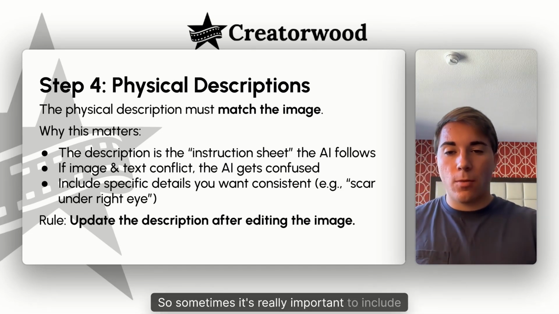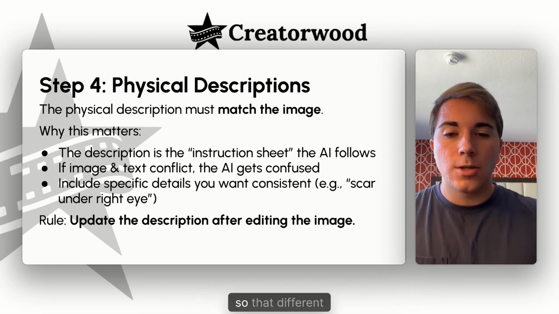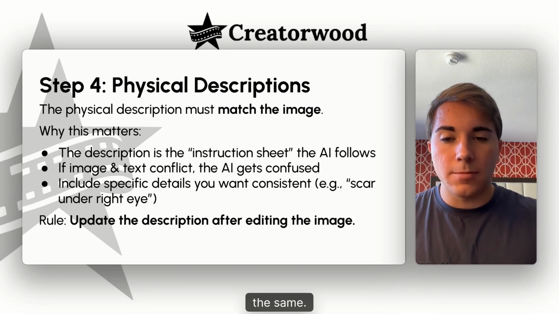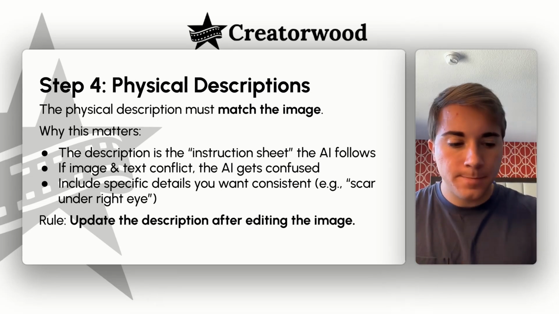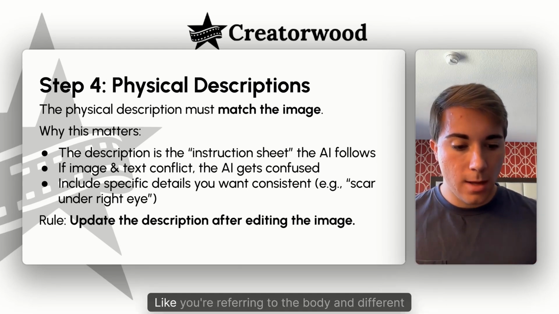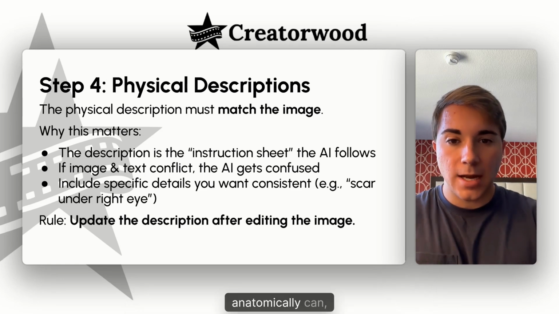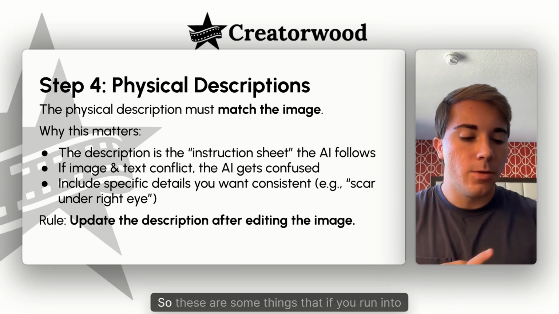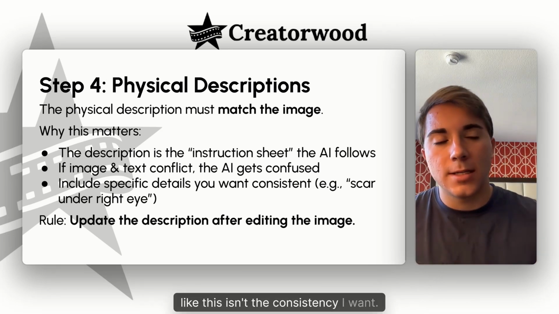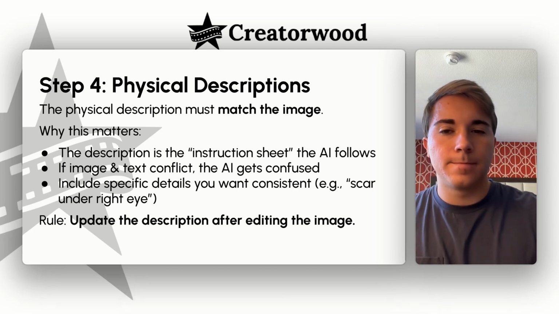So sometimes it's really important to include anatomical references, especially for characters, so that different variations or unique things about them can stay the same. So even mentioning the word anatomical, right? So that the AI knows exactly what you're referring to. Like you're referring to the body and different parts of the body and different sides of the body anatomically can be really good. So these are some things that if you run into issues, you're like, this isn't the consistency I want. Check that physical description. There might be a nuance there that you're missing.